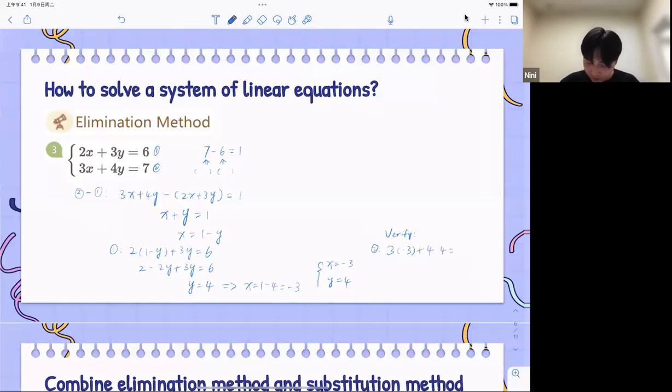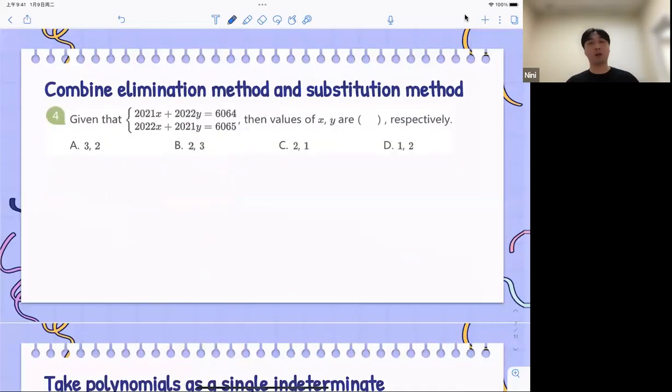So what is that? The minus 9 plus 16, which is equal to 7. So correct. So we finished this step of verify. That means our final result here is correct. Okay. So let's move on to some more complicated questions.